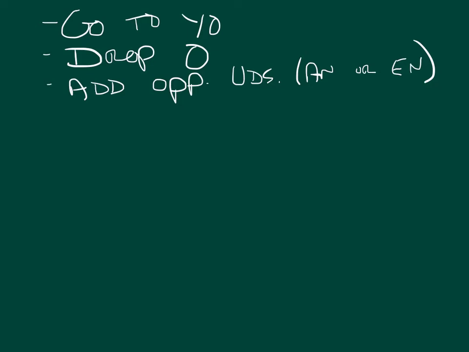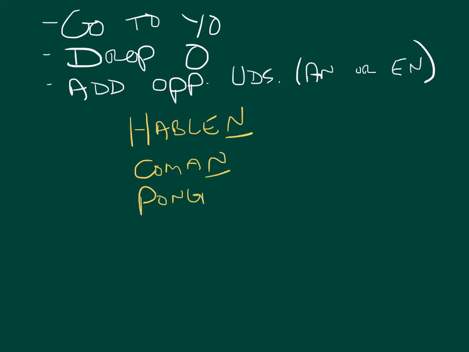So let's take that hable and just add an n. That's it. Let's take that coma, add an n. Let's take that ponga, add an n. So the only difference between these two is between me saying you speak and you too, or all of you speak. Okay? That's basically all it is. It's just that simple.